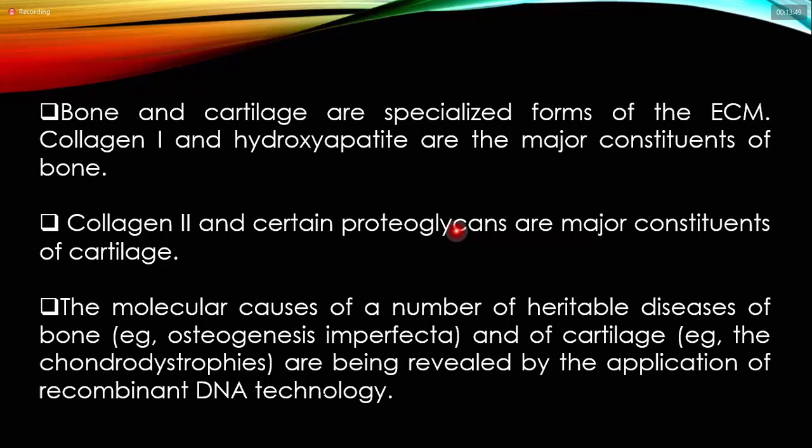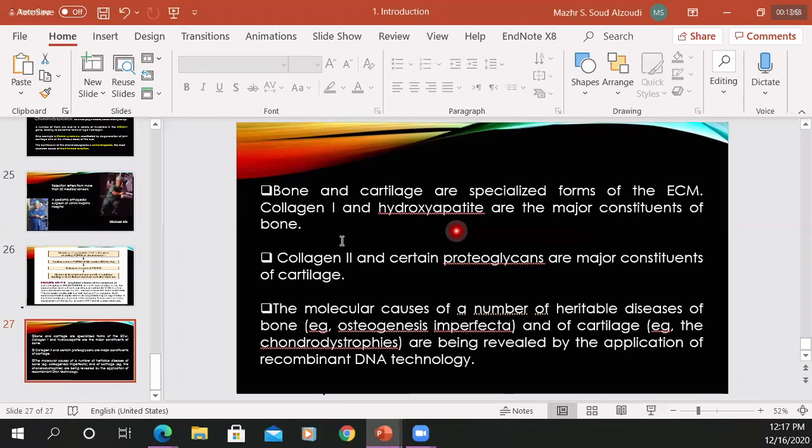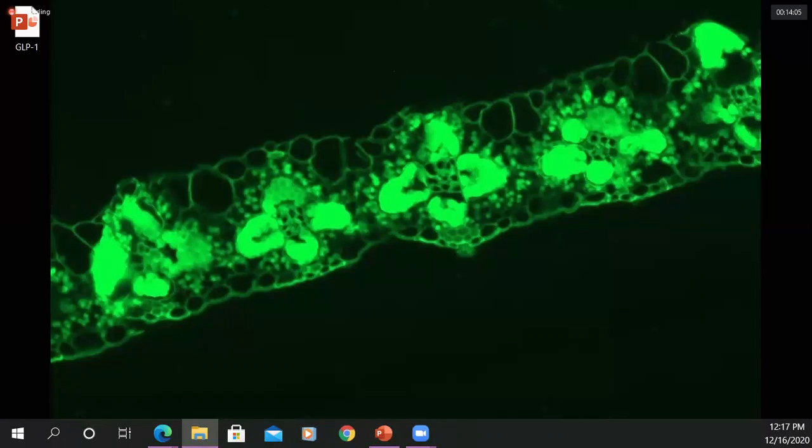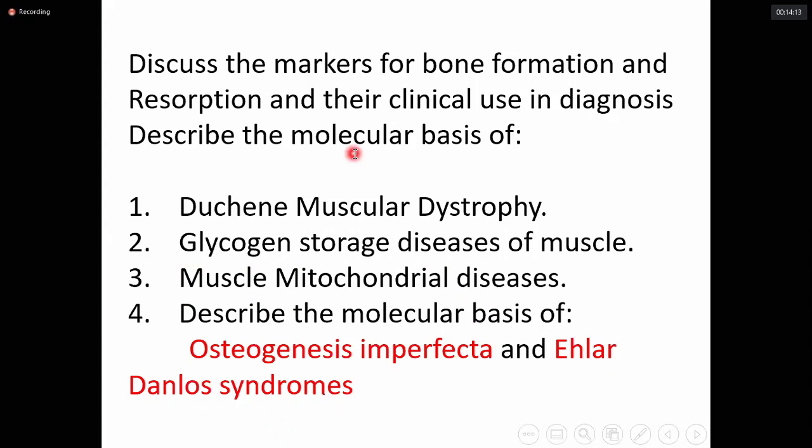And this is the summary of the chapter. These are the most important things that you have to focus on when you study this chapter or this slide, in fact. Now, moving to the next topic in our story, which is the discussion of certain markers that we could use in the diagnosis of bone or cartilage disorders.